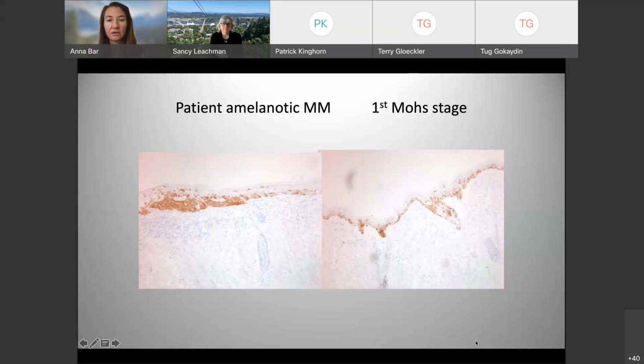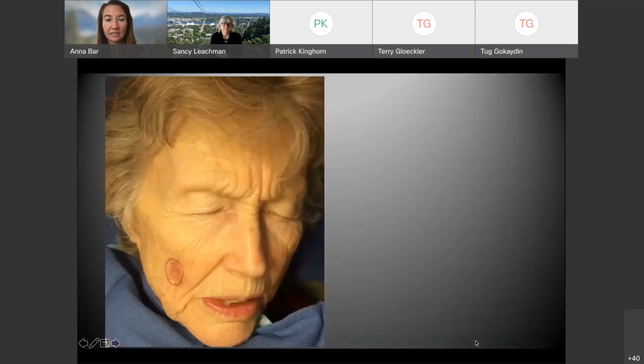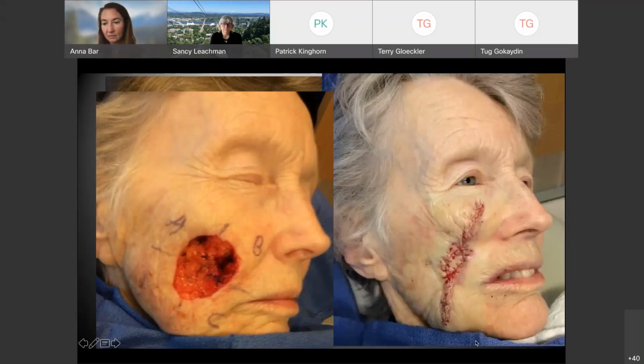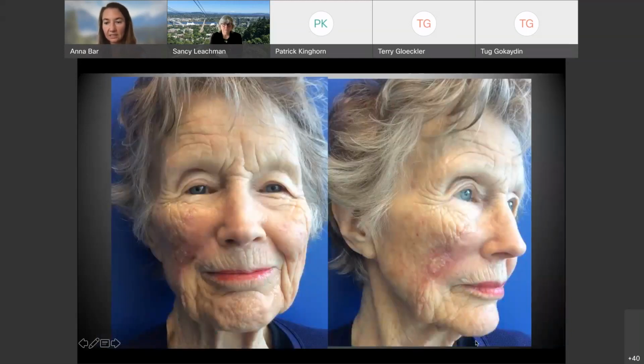I started out with a 5 mm margin and it wasn't quite clear. You can see that in the first Mohs stage there are way too many of those melanocytes present. So I had to go back and take a little bit more. So finally, by the time we got it clear, this was the size, and we were able to stitch it up same day with a closure. And there she is at 1 month, healing up very well.